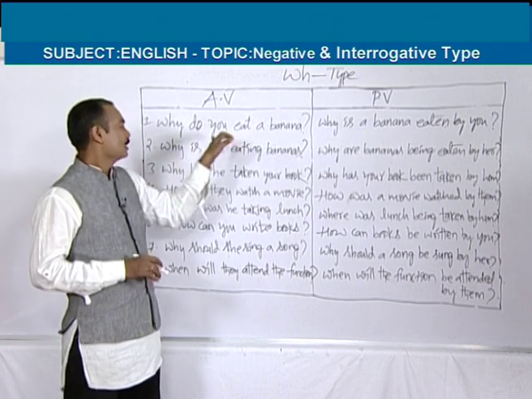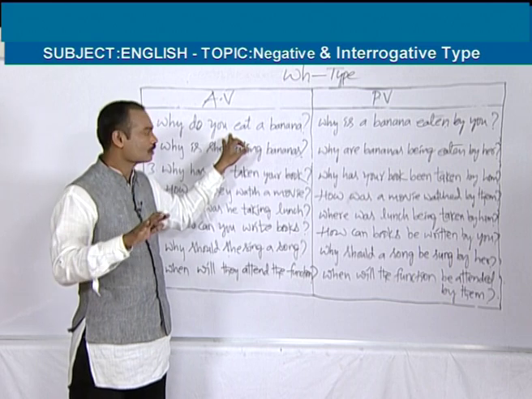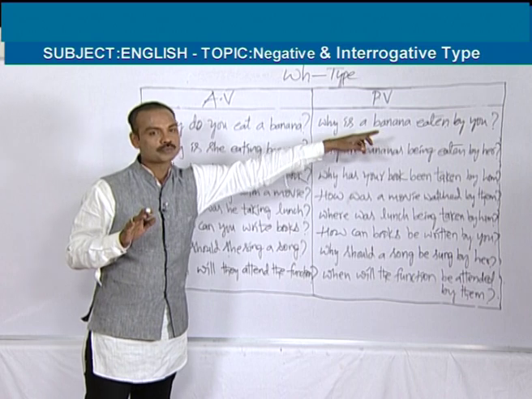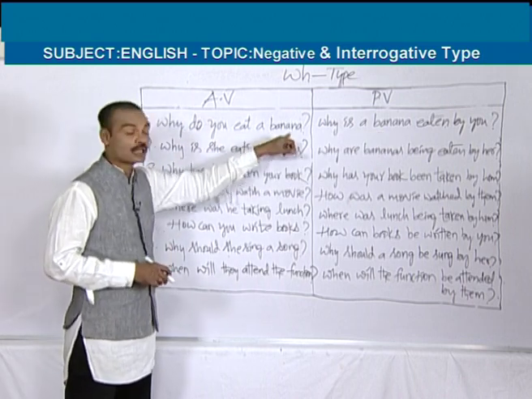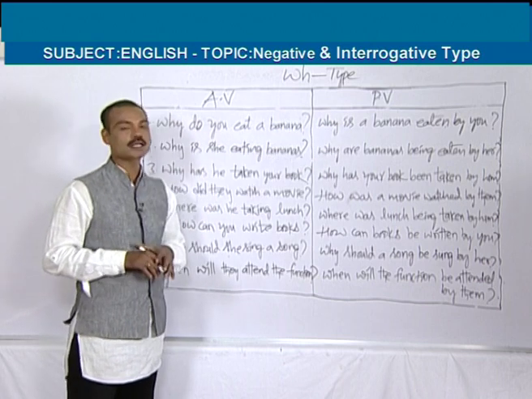So, friends, in the active voice, the verb can be in the first form or second form or in the third form, but the passive voice should always contain the third form of the verb. So, this is from simple present tense. Why do you eat bananas? Plural. Why do you eat bananas? Why are bananas eaten by you?